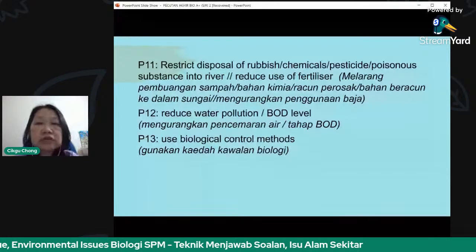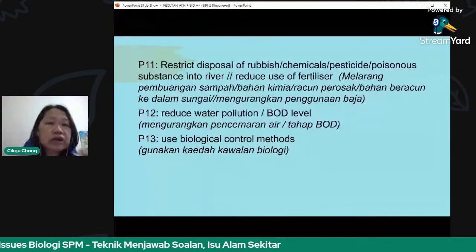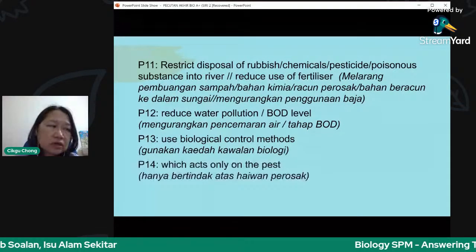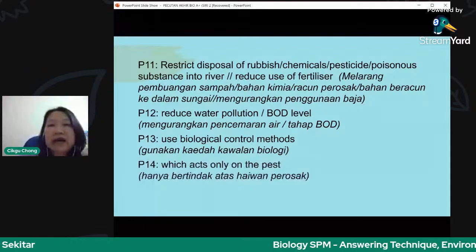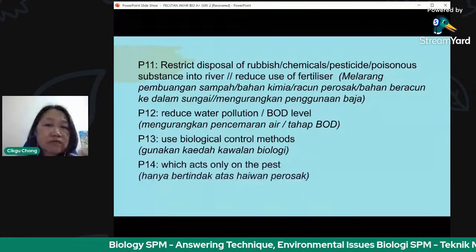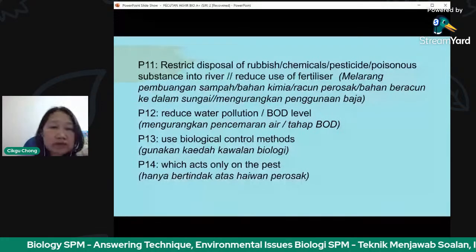plant. You use a natural enemy to go and kill them off. The good thing is that they only affect those pests. They do not affect the other animals in that habitat. So they're very specific, and that is the advantage. All right, this is what you do.